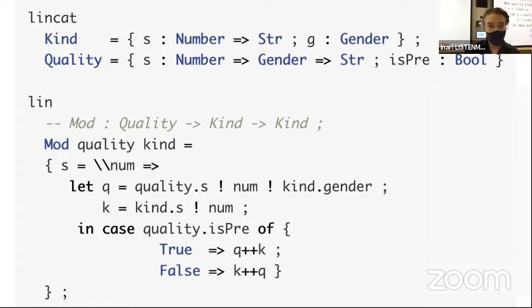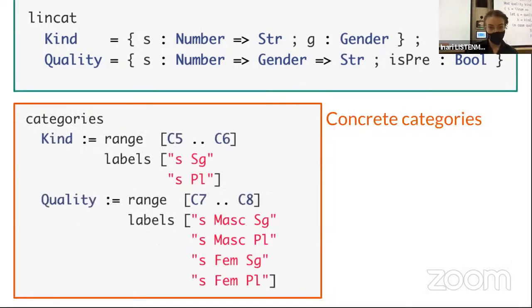So where do we start the compilation? In the PMCFG level, in the PGF, we don't have anything as fancy as tables. So these two categories will become concrete categories, although they are not at all named as nicely as kind and quality. They're named like C5, C6, C7, C8.